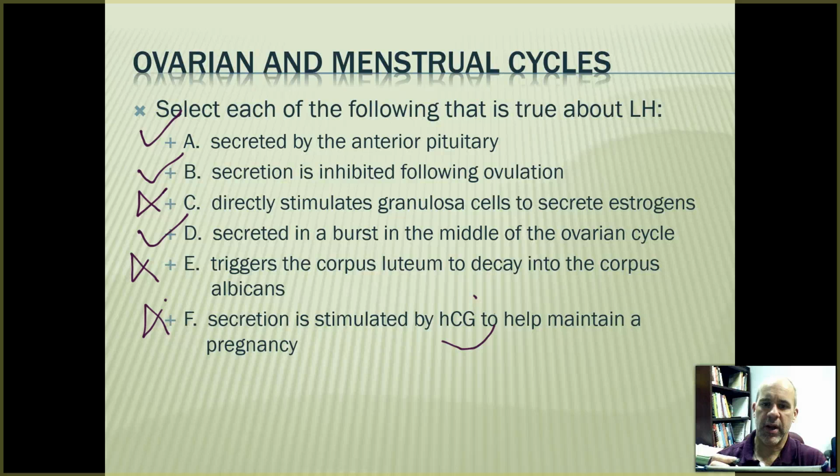HCG, human chorionic gonadotropin, stimulates the corpus luteum to keep making estrogen and progesterone, and also inhibin. And those three hormones actually have negative feedback against your luteinizing hormone.